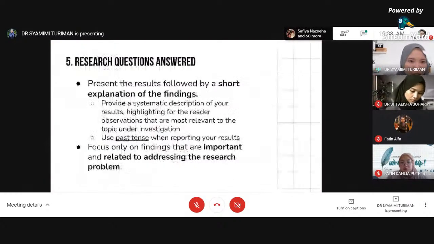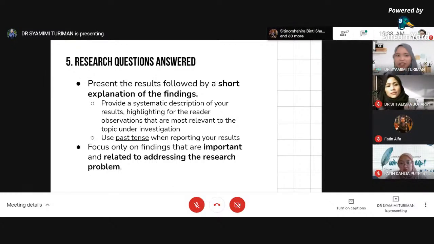So the 5th aspect that makes a good FYP is to have the research questions answered. You have to remember that among the first things you are expected to do when preparing the proposal, or any research for that matter, is to have guiding research questions. The purpose of having research questions is to have them answered. So you need to present the results followed by a short explanation of the findings.